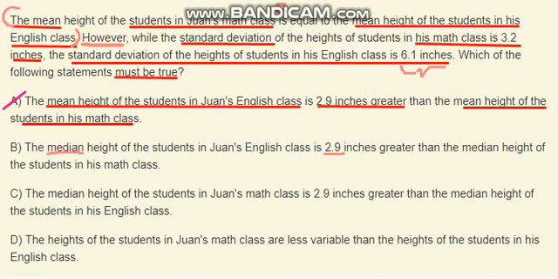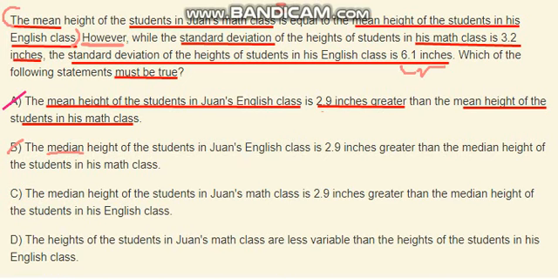The median height is 2.9 inches. Well, we can mark this wrong because, A, we don't have enough information. Standard deviation only deals with the mean and how far you are away from that mean. But it does not actually deal with the median, which is the middle point of the data set. So, different things right there. And also we don't have enough data to calculate the median. So we can confidently mark that one out.